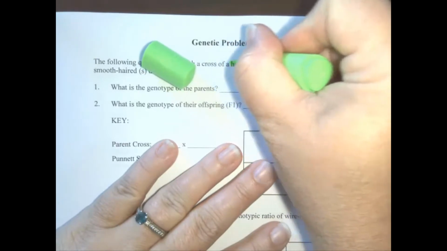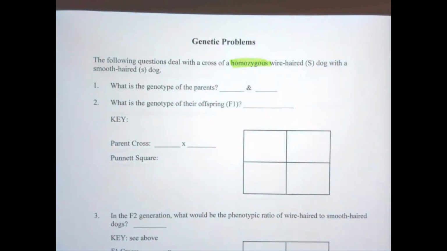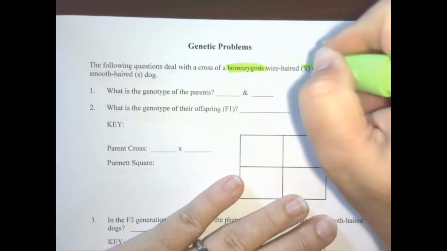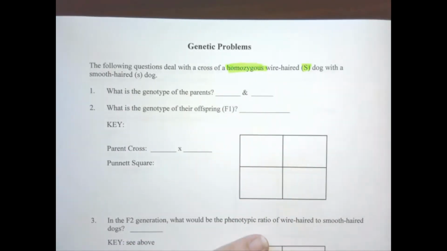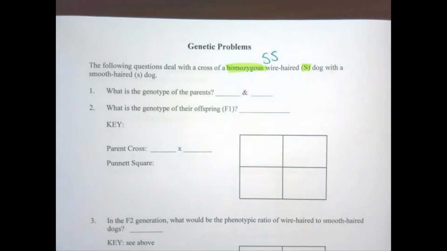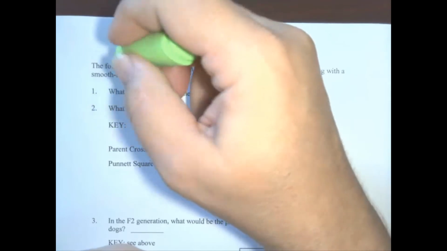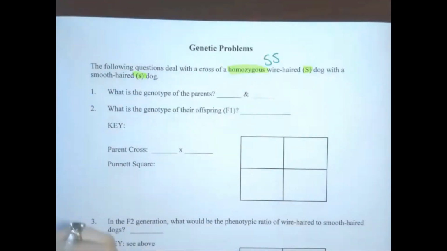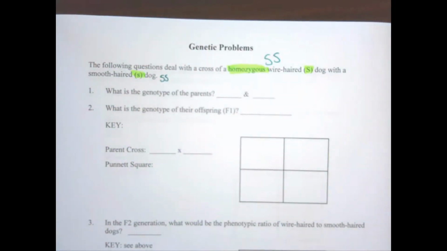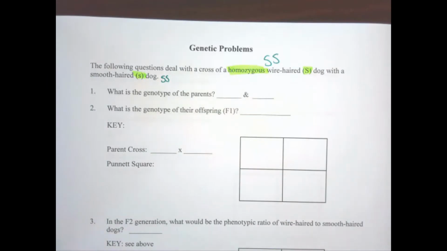The first is the fact that it says homozygous. Remember, homozygous means they have the same letters, and it tells you they're wire-haired with this capital S. So I am going to have a dog that is homozygous, big S, big S, crossed with a smooth-haired dog, which is little s. Remember, if this is a recessive trait, it has to have the 2 little letters, so in this case it's little s, little s. I'm going to exaggerate my little s's to make sure you can see the difference.